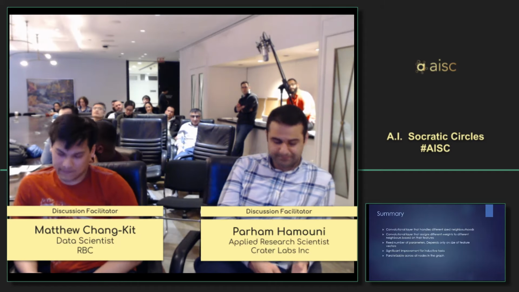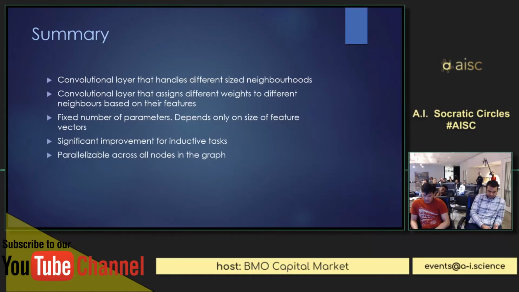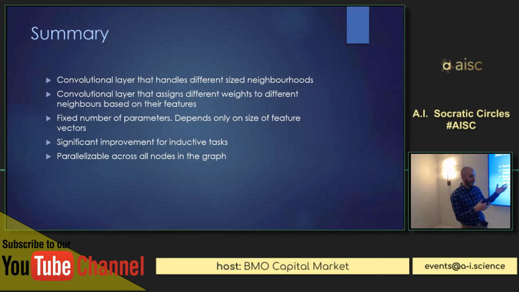So, summary: a convolutional-like layer, not convolution, we'll discuss that in the next slide, that handles different size neighborhoods was developed by the authors. It assigns different weights to different neighbors based on their features, right? It has a fixed number of parameters, that being the attention vector and the weight matrix at every convolutional layer.